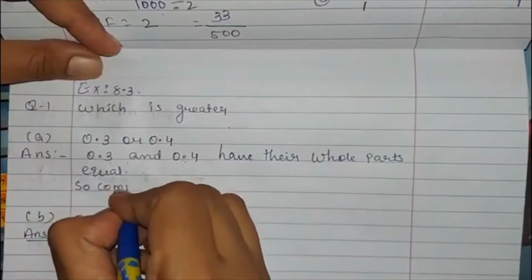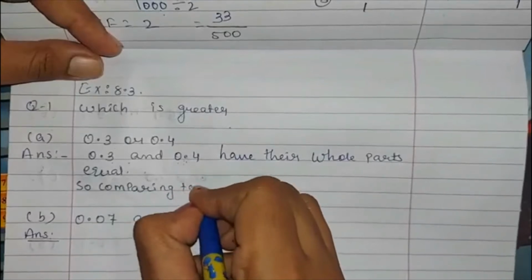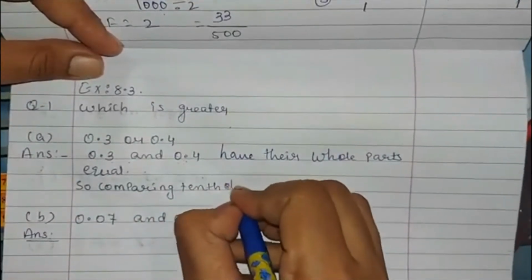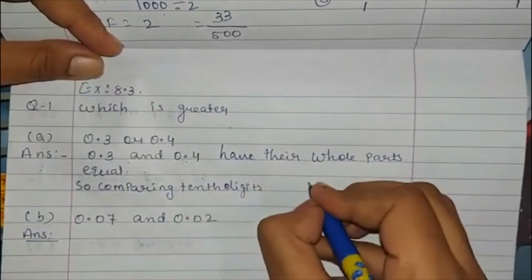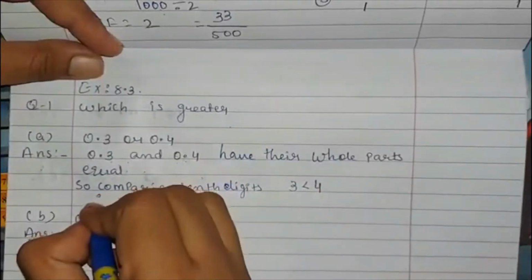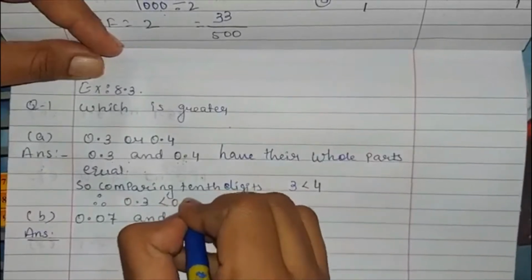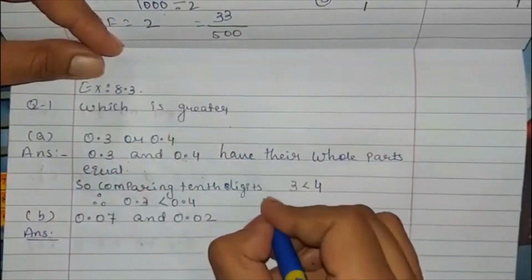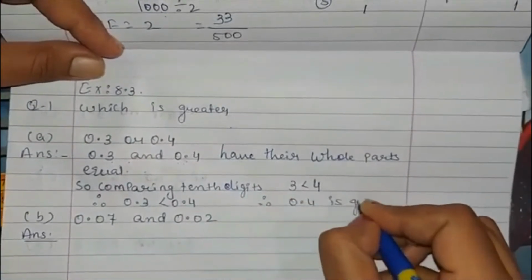Comparing tens digits, the tens digit is 3 and 4. So from 3 and 4, which number is lesser? 3 is lesser. So 3 is less than 4. Therefore, children, we get 0.3 is less than 0.4. But what is asked in the question? Which is greater? Therefore, 0.4 is greater.